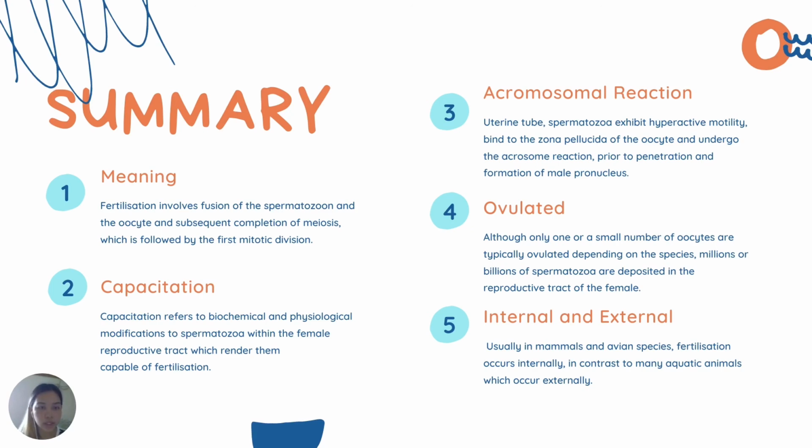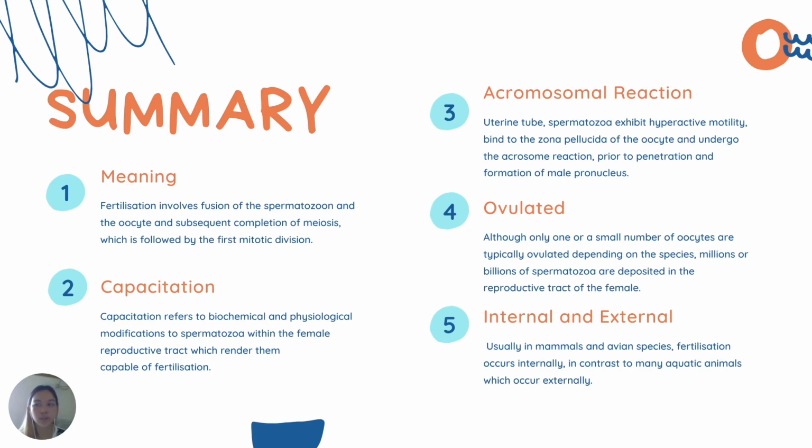Tapos yung capacitation, nagre-refer siya sa biochemical and physiological modification to spermatozoa within the female reproductive tract, which rendered them capable of fertilization. Nababawasan yung mga proteins niya para mas okay siyang makalangoy. Karoon din ng acrosomal reaction sa uterine tube in which yung spermatozoa nag-exhibit siya ng mga enzymes to penetrate the zona pellucida.